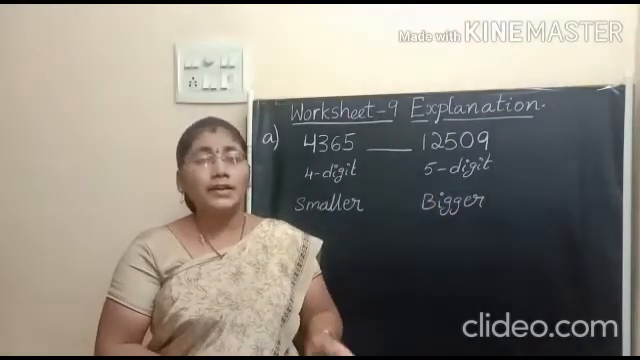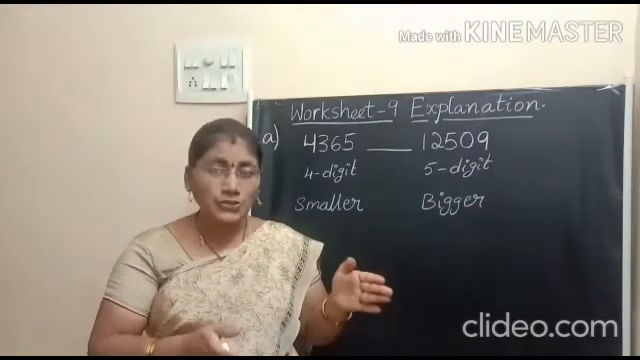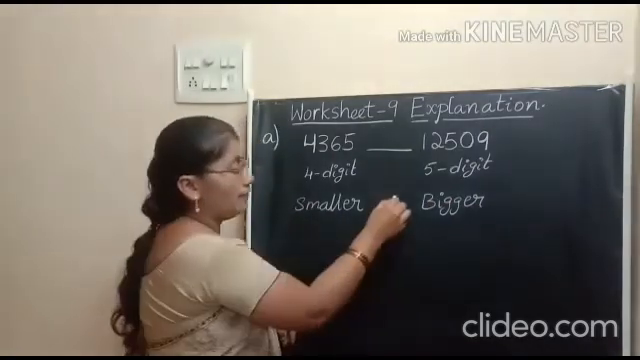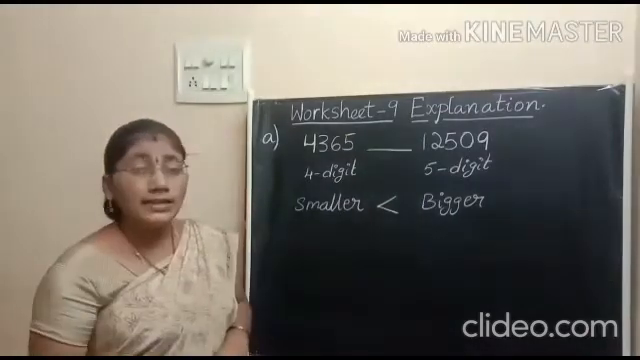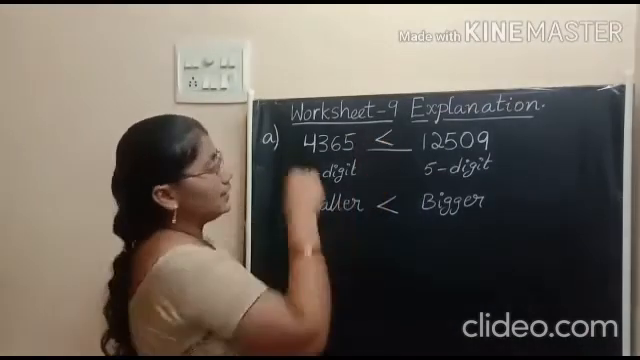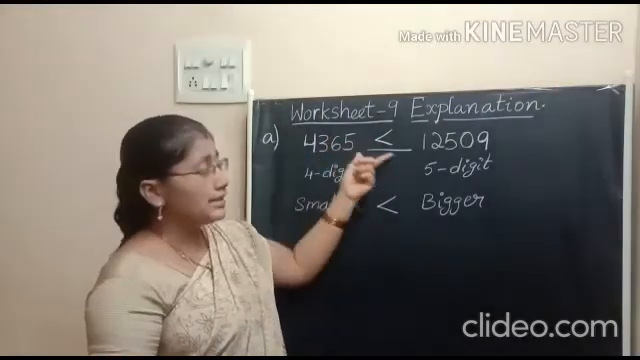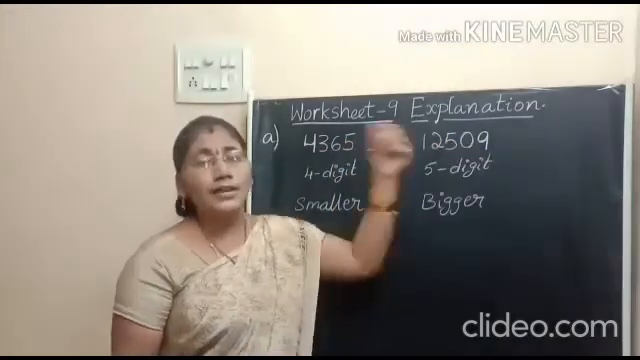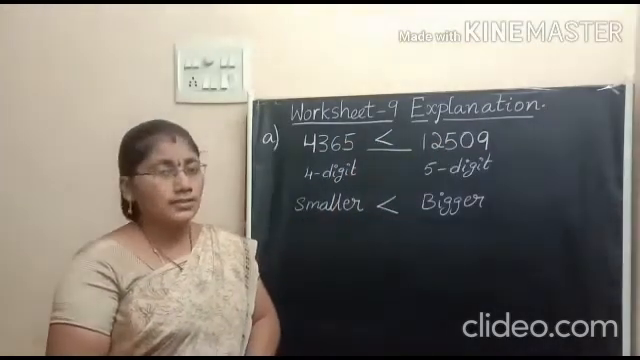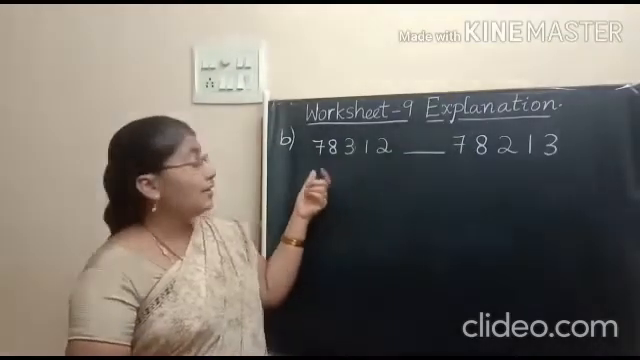While we are comparing a smaller number with a bigger number, we should use the less than symbol. So, by using less than here, 4365 is less than 12509. Isn't it?